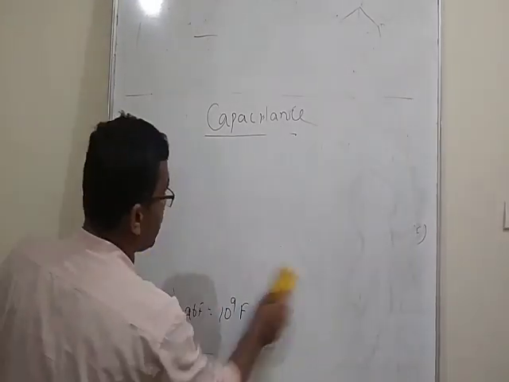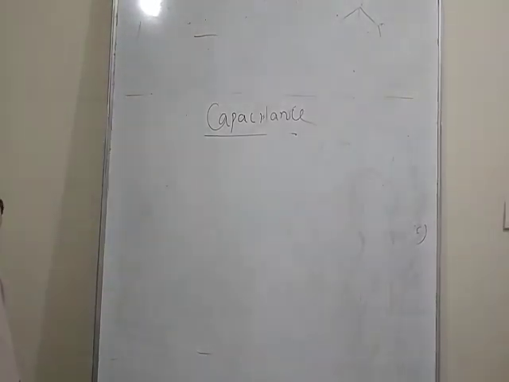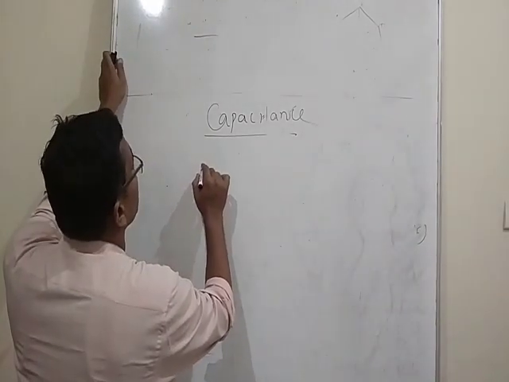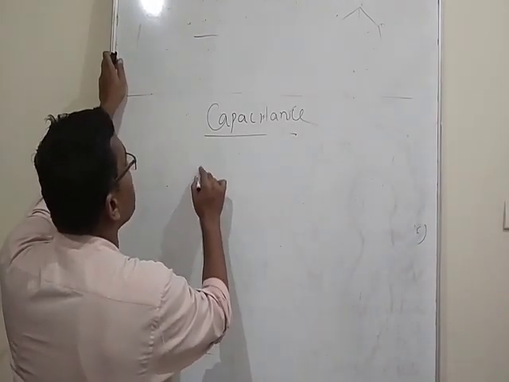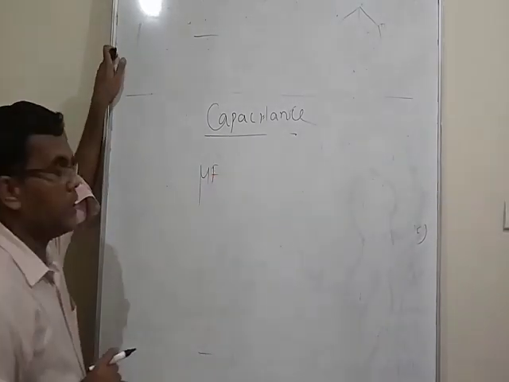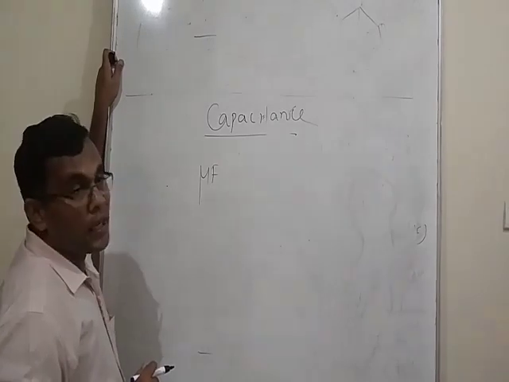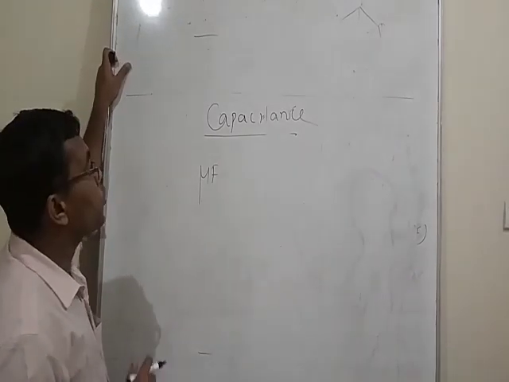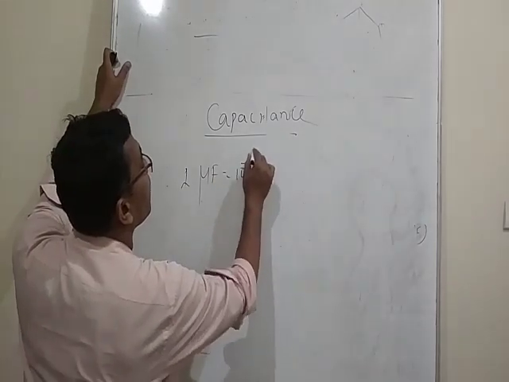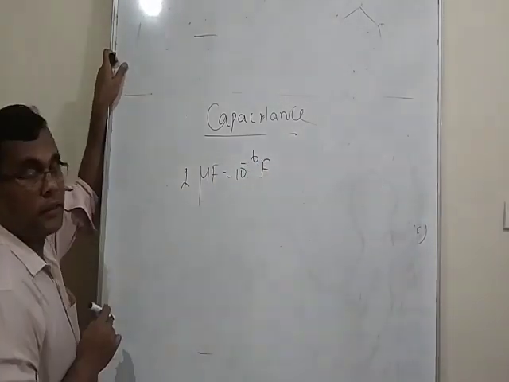So this is the unit of capacitance: farad, symbol F. But a capacitor is only rated in microfarad, because farad is a very large quantity. So all the capacitors are rated in microfarad. 1 microfarad is equal to 10 to the power minus 6 farad.